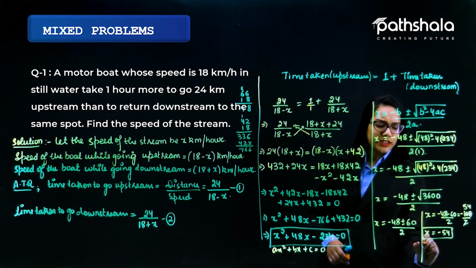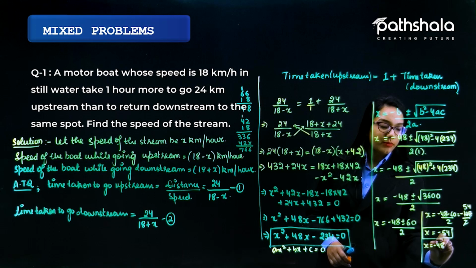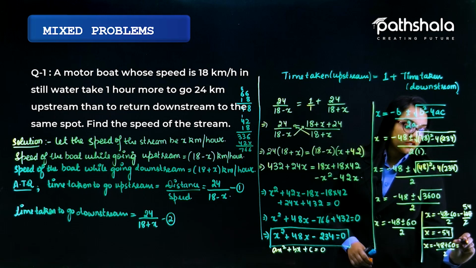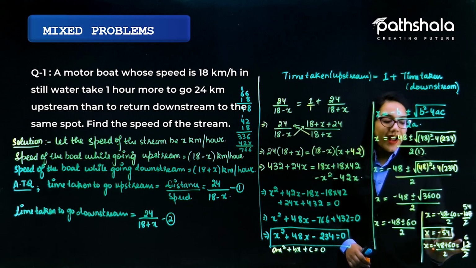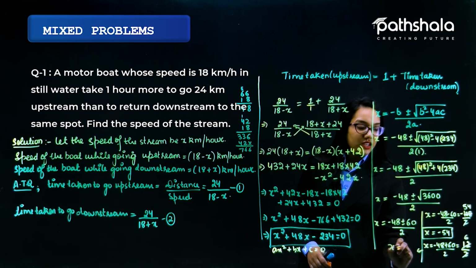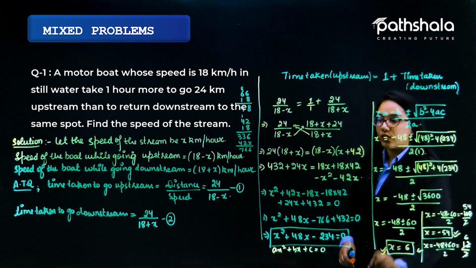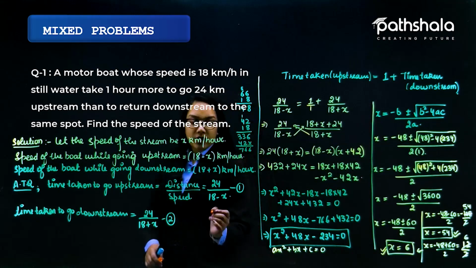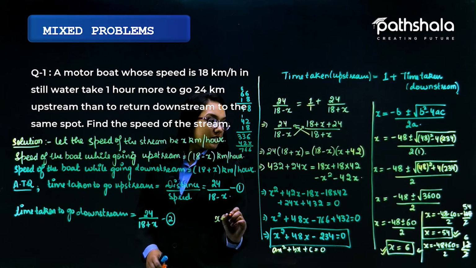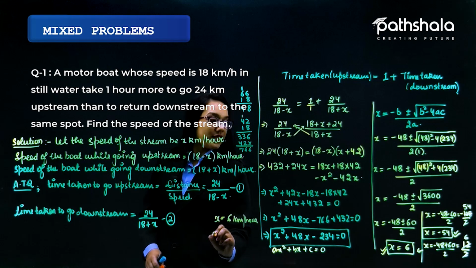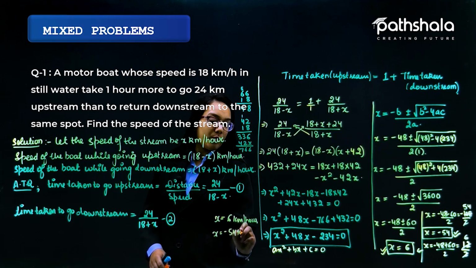Now further, if I take it as positive, so x is equal to minus 48 plus 60 divided by 2. So this would be nothing but 10 and 8 is nothing but this is 2, and we will get this as 1 by 2. So this would be nothing but 6. So at the end we are getting the value of x is equal to 6. So we have two values, x is equal to minus 54 and x is equal to 6. So as we can know, we have the value x is equal to 6 kilometer per hour, and we have the other value as x is equal to minus 54 kilometer per hour.